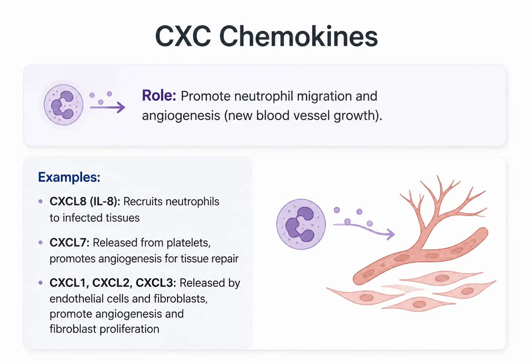The CXC family has a slightly different primary job. They are the masters of neutrophil migration and tissue repair. CXCL8 is famous for calling neutrophils to the front lines of an infection. Meanwhile, chemokines like CXCL7 help stimulate angiogenesis, which is the growth of new blood vessels necessary for healing damaged tissue.